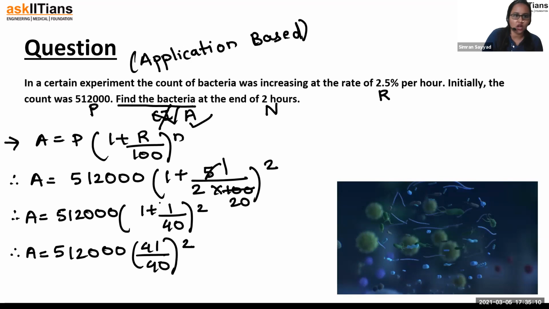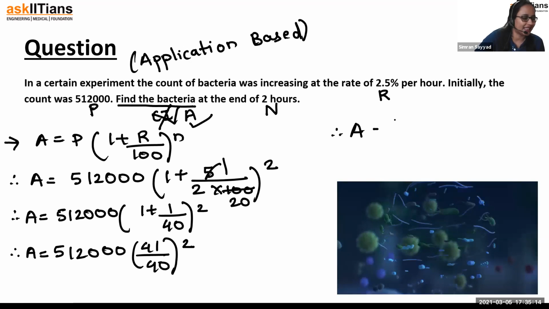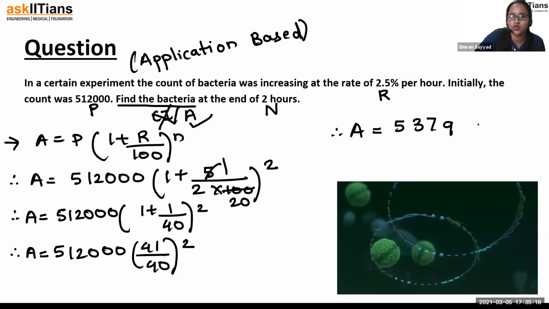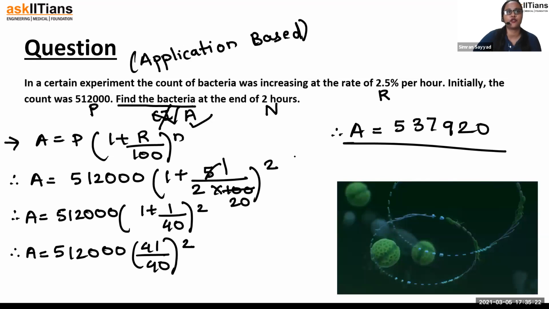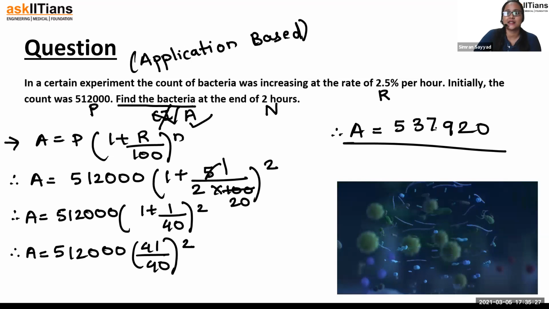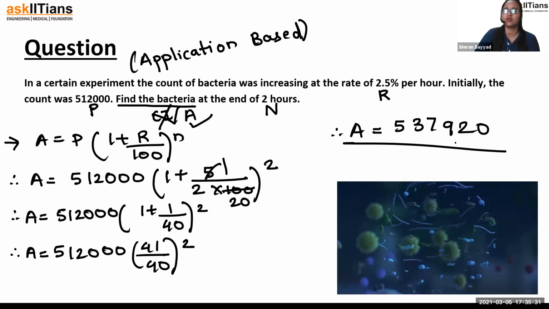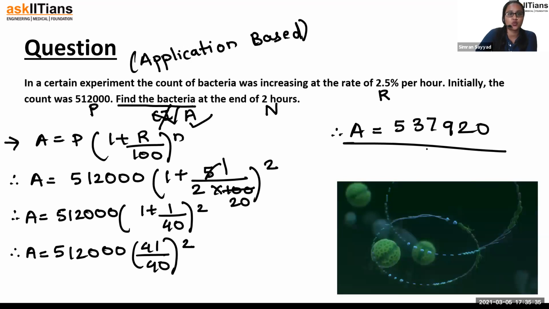If you solve this, you get a huge amount when you multiply. It is nothing but 5,37,920. So the number of bacteria is 5,37,920. This is a huge amount of bacteria which will be there in the experiment. This is the count of the bacteria.